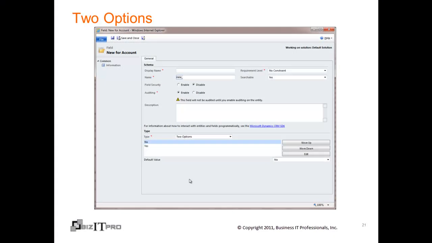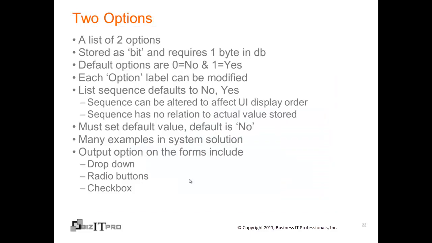Two options. Two options are basically an on-off field. It's actually stored in the database as a bit field. And basically, you have two options. Either no or yes are the default, but these can be updated, and they also can have their sequence changed. This takes only 1 byte in the database. The default options are 0 equals no and 1 equals yes, but you can modify these to be anything that you'd like. The list sequence defaults to no and then yes, but it can be altered, and it has no relationship to the actual value stored.